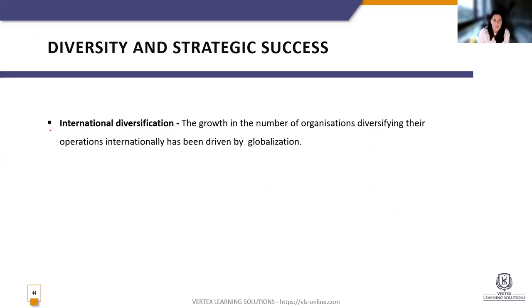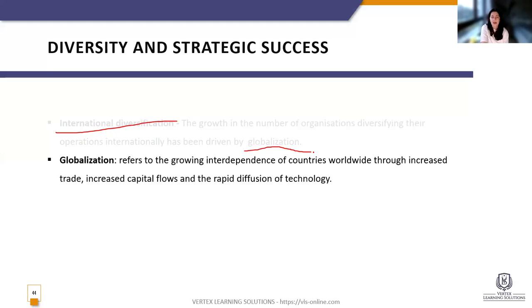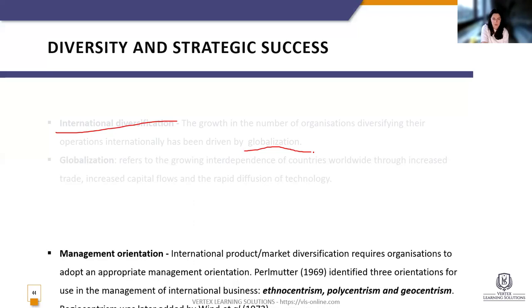International diversification. The growth in the number of organizations diversifying internationally has been driven by globalization, because of the internet and the availability of fast travel, it is much easier compared to what it was before. Globalization refers to the growing interdependence of countries worldwide through increased trade, increased capital flow, so it's really easy and cheap to transfer money, and rapid diffusion of technology.